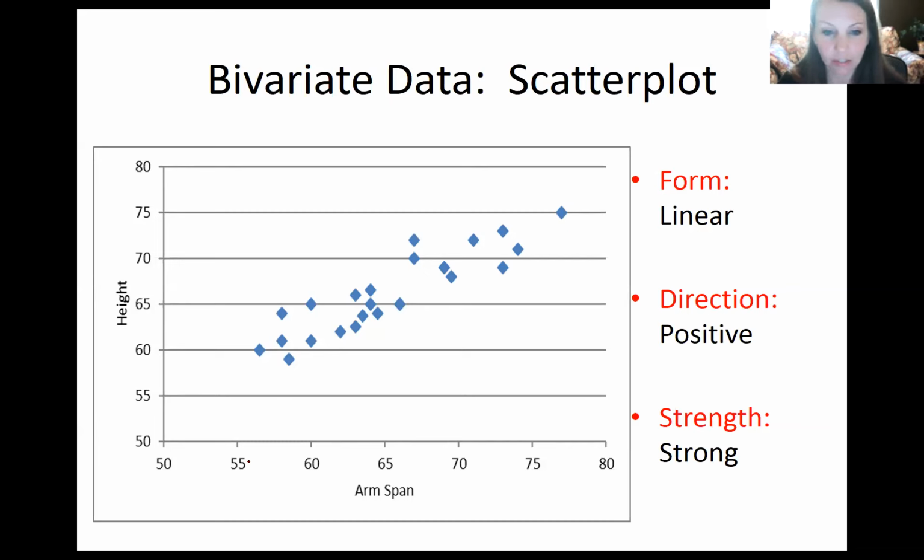Direction, positive. So as people's arm spans got longer, their height also got taller. And the strength, like I said, is pretty strong. It's more of a skinny hot dog, and you don't even have to put the bun on it or anything else. It looks pretty good.